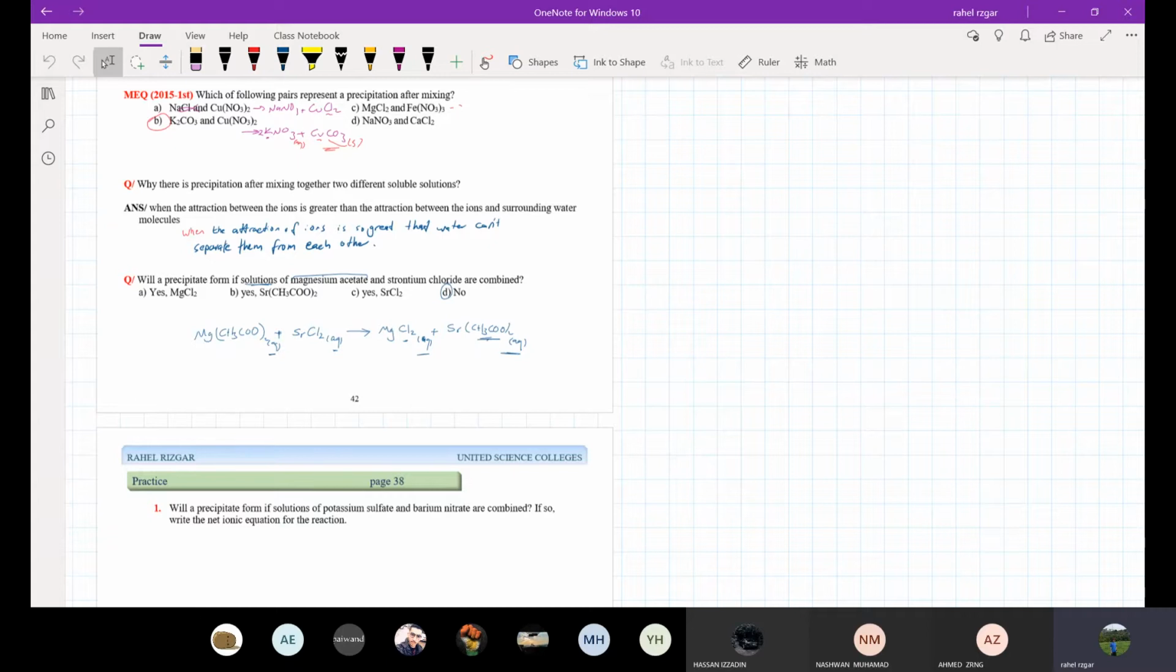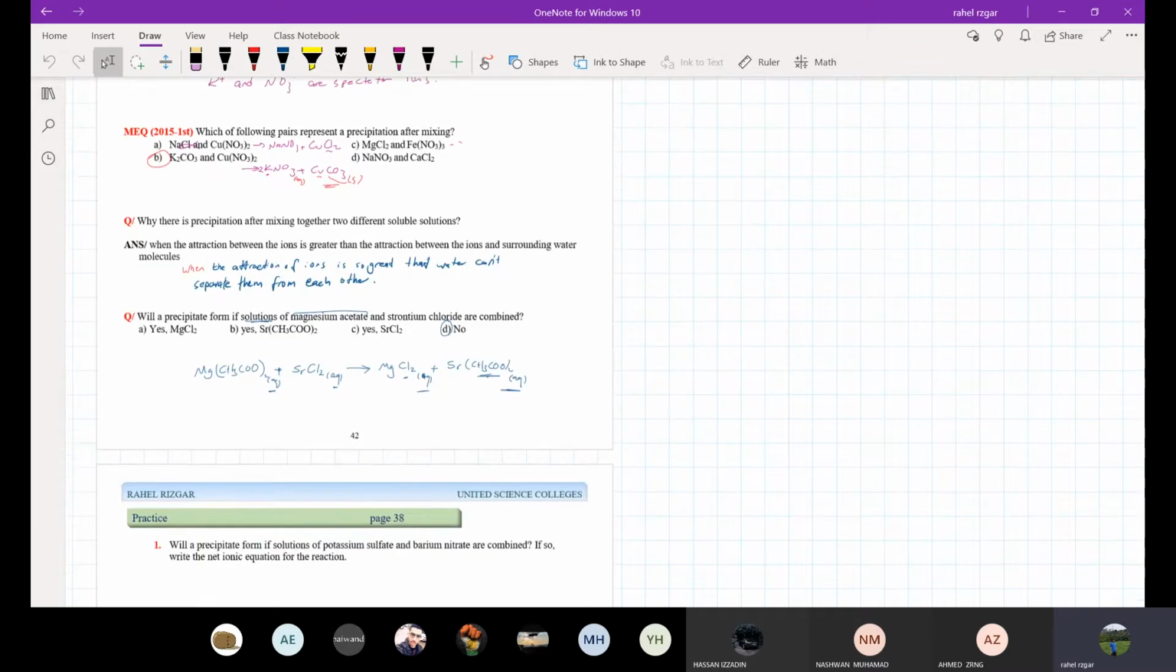When we talked about dissociation, we had 6 rules to figure out whether compounds are soluble or not. After that, we looked at the combination of 2 solutions. For example, when we mix two solutions, will they precipitate or not? Depending on the rules, if the attraction between the 2 ions is greater than the attraction with the water, then the water cannot separate them and a precipitate is formed.